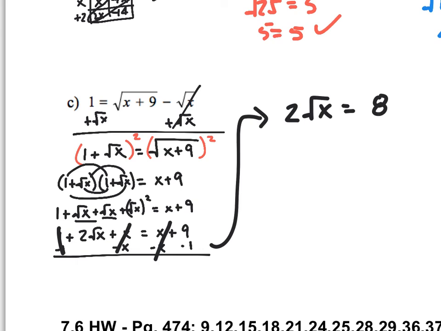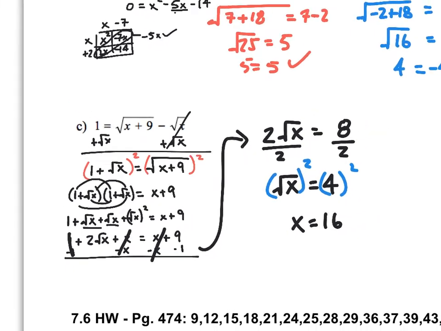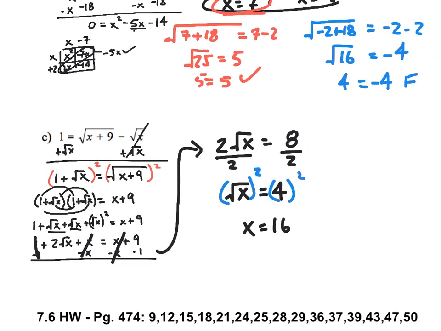Now I have a new equation with just a single radical. And so as a result, I'm going to divide both sides by 2, and I'm going to get that the square root of x is equal to 4. Now I'm going to square both sides, because that's what I do, and we're going to get that x is equal to positive 16. Now I want to check this to make sure that it works. This is my one solution that we got. Sometimes you get more than one solution, but that's what we got.